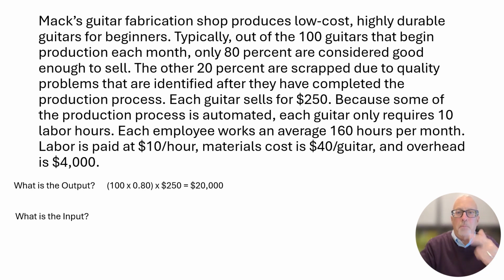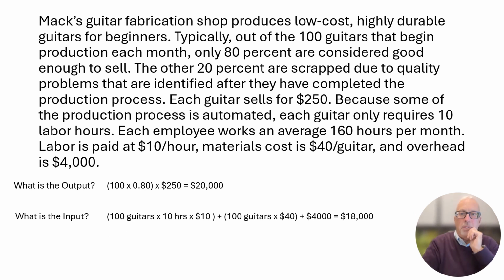So the cost of my labor per guitar is $10 times 10 hours. Materials cost $40 per guitar, and overhead is $4,000. So let me show you what that looks like when we put it together. So even though only 80 of them are saleable, we actually built 100 guitars. It takes 10 hours per guitar, and we pay $10 each. So we multiply 100 times 10 times 10. Then we look at our materials cost. We built 100 guitars. Even though 20 of them got thrown away, we still built them. So the materials cost us $40 each, so it's 40 times the 100.